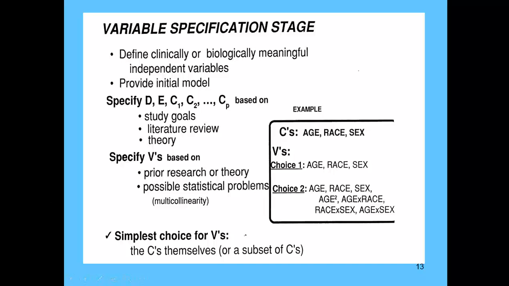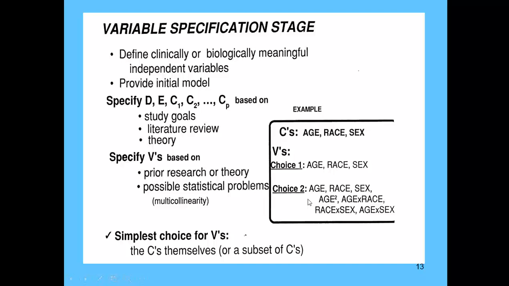And the simplest thing is to make the V's the C's. Don't make it that much more complicated. If you want to control for age, race, and sex, make the V's just age, race, and sex. If you want to add age squared, age times race, age times race is a V, right? Why is it a V and not an EW term? Because it doesn't involve exposure if age and race are C's, right? So you can consider these other terms in addition to age squared.